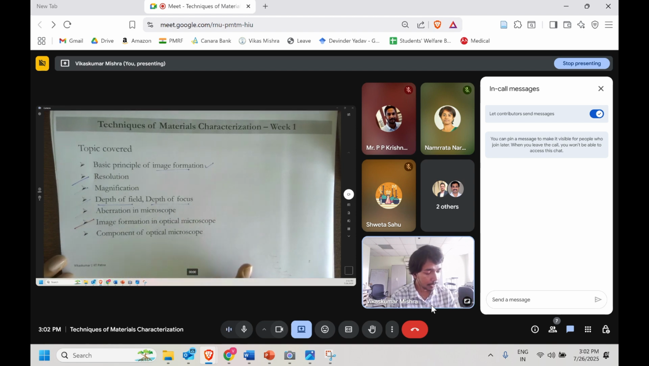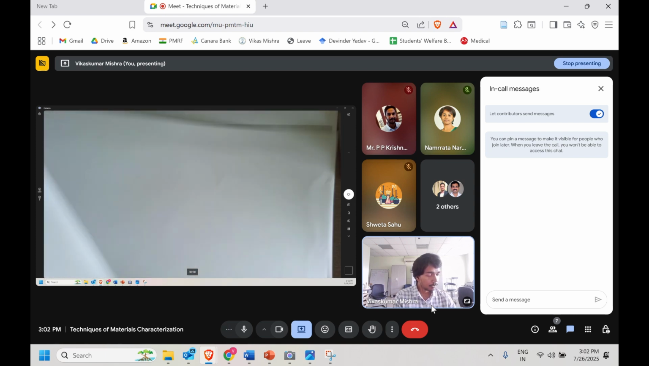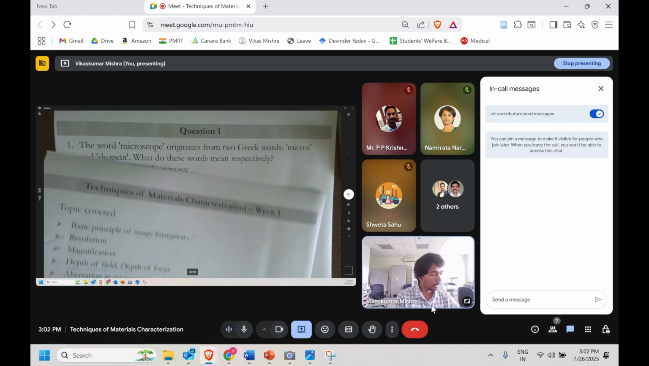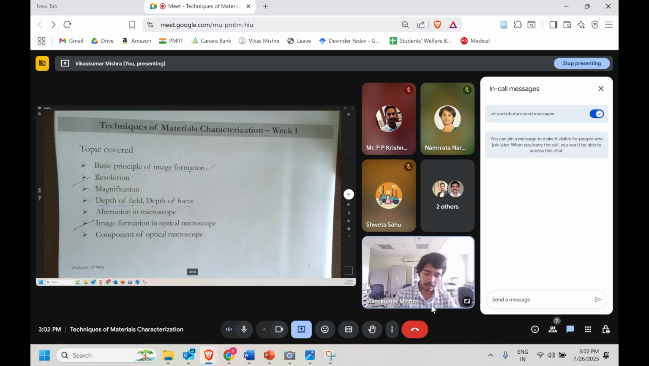Then we had detailed information about the components present in the optical microscope, starting from the eyepiece to the stage, the luminance source, and the objective lenses, which are very important. With that, before I start the questions part, let me ask: do you have any doubt till now about whatever has been discussed in the lecture? If yes, please feel free to discuss with me. If no, then we can start further.